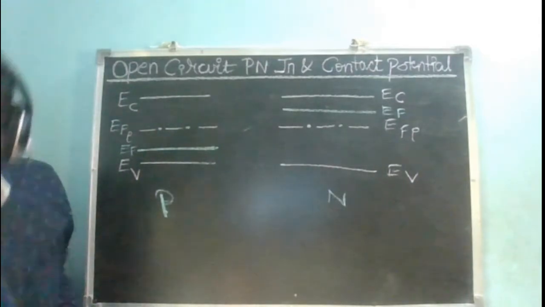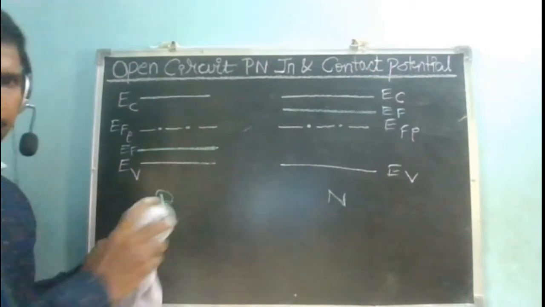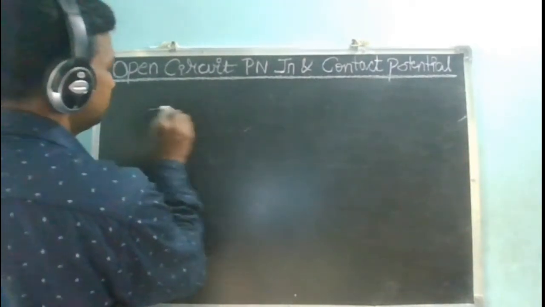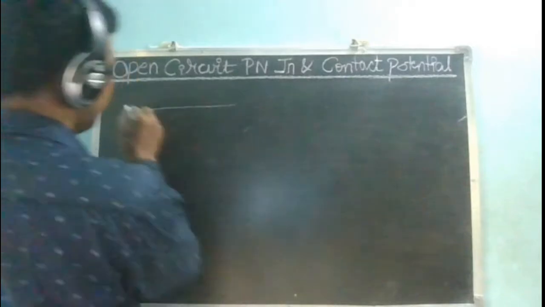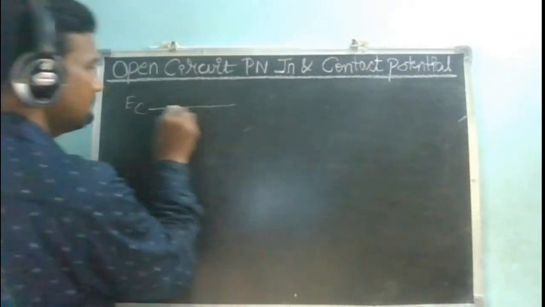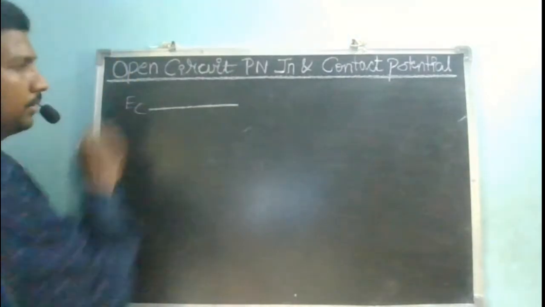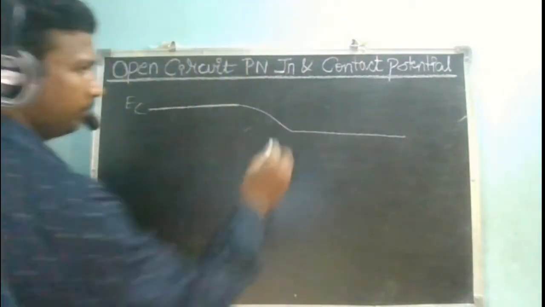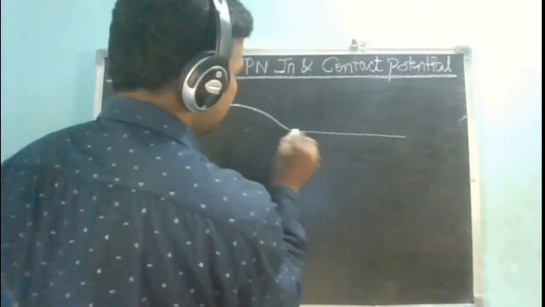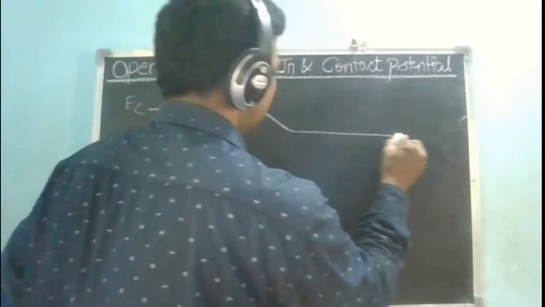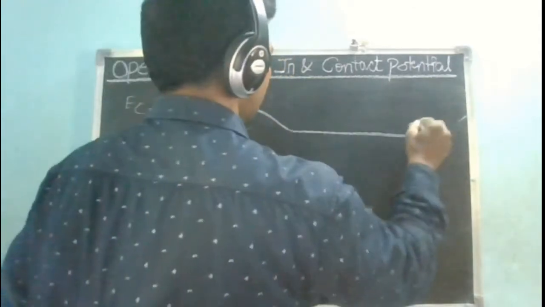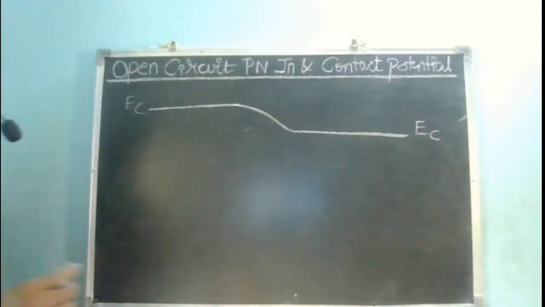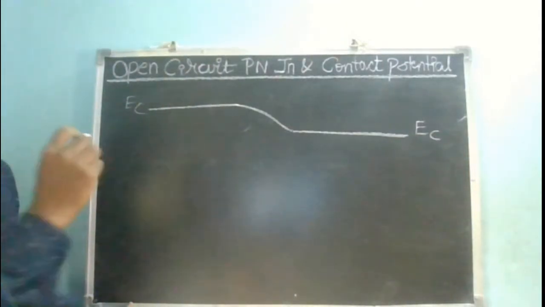Yes, sir. So I am drawing the energy band diagram. This is my EC, so my EC is going to be like this. It is a drawing mistake only. You are right, what you said is right. In an N type, my EF always has to be closer to EC only. No doubt about that.